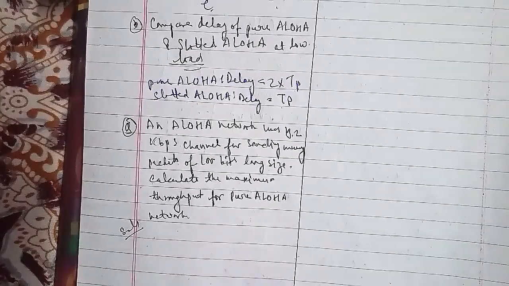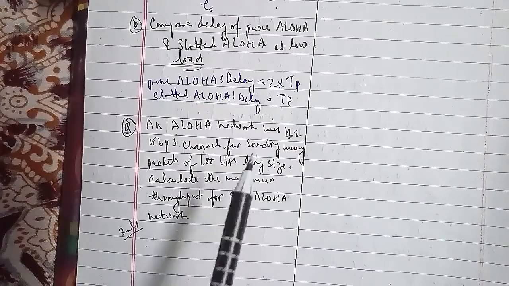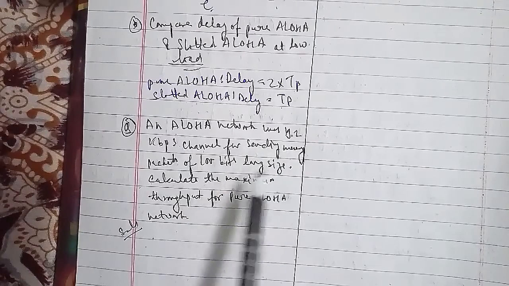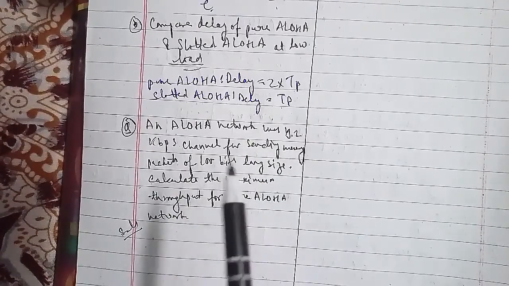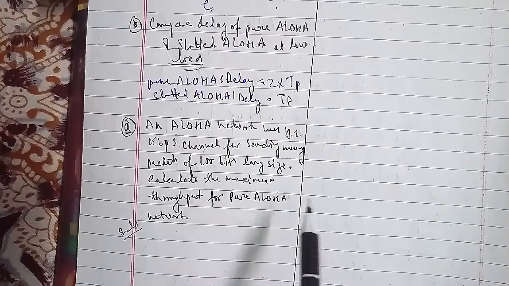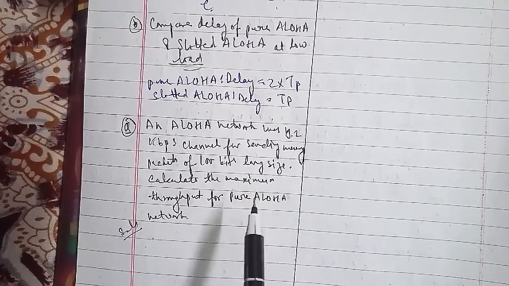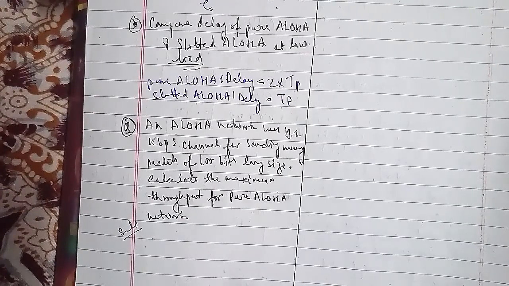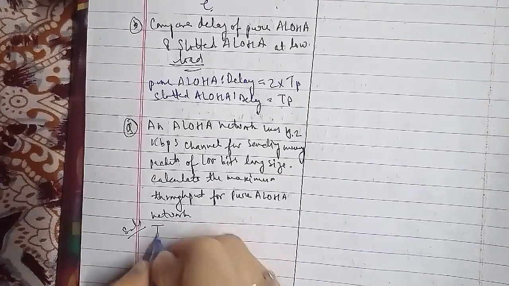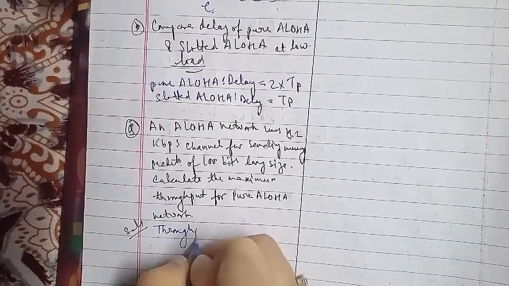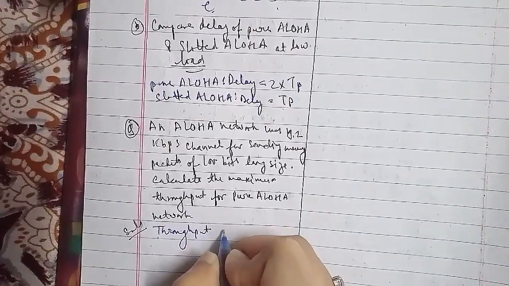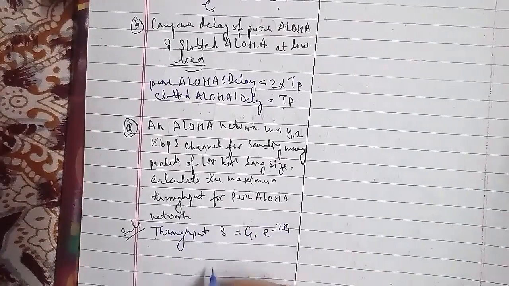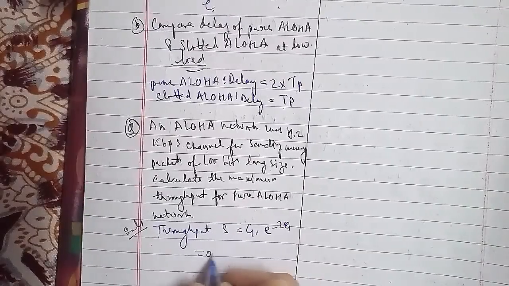After that we will solve the value of e to the power minus 0.0104. So 0.0052 multiplied by 0.989653, when we multiply both, we get 5.14 into 10 to the power minus 3. This is the maximum throughput for the pure Aloha network here.